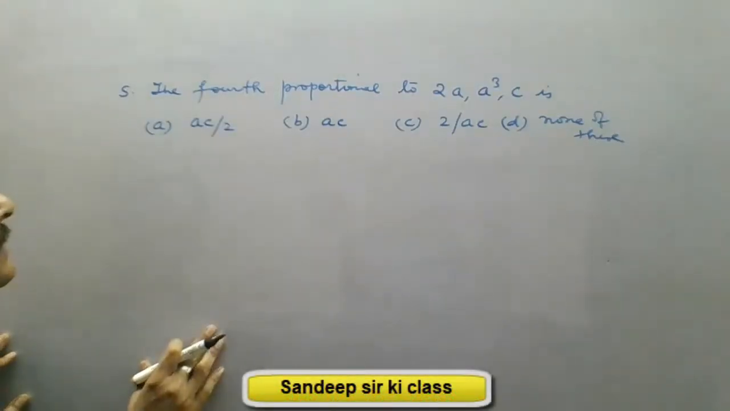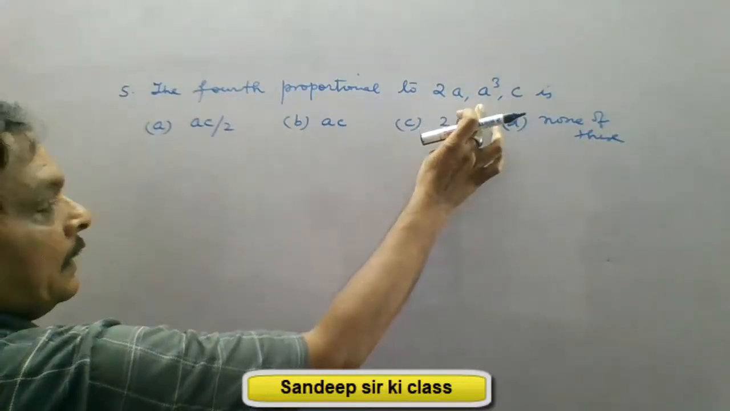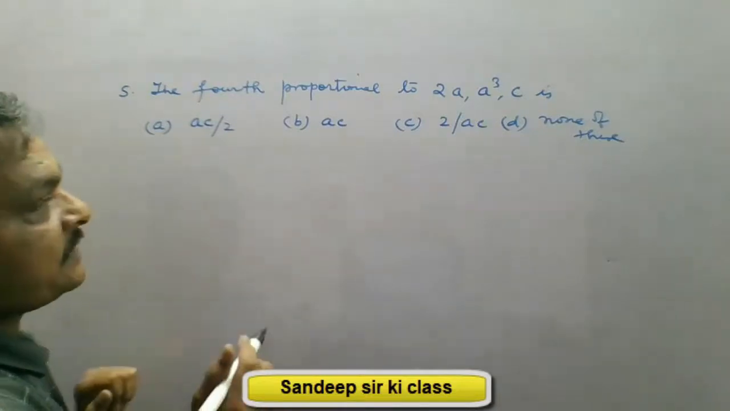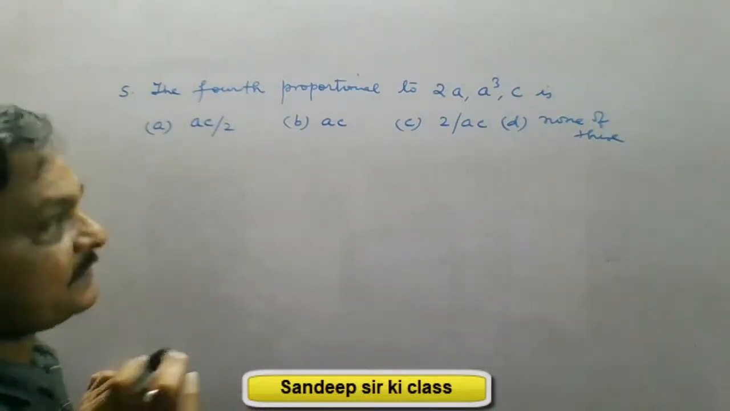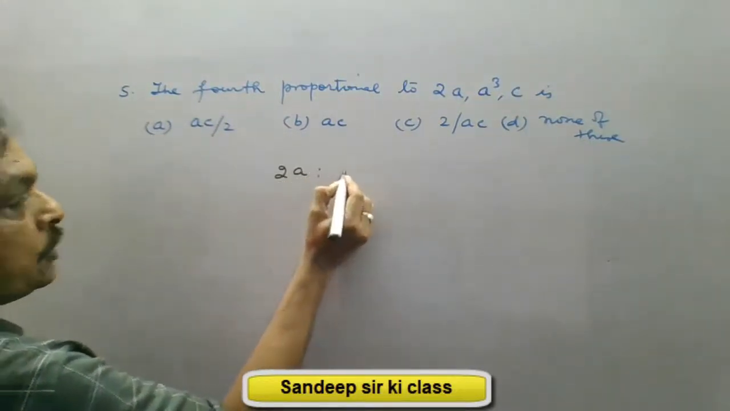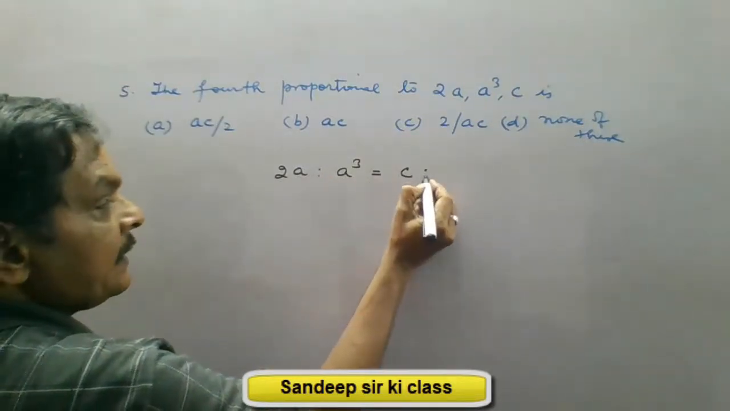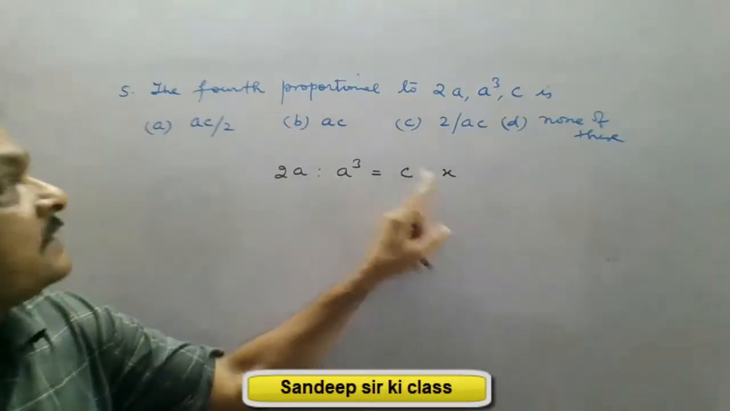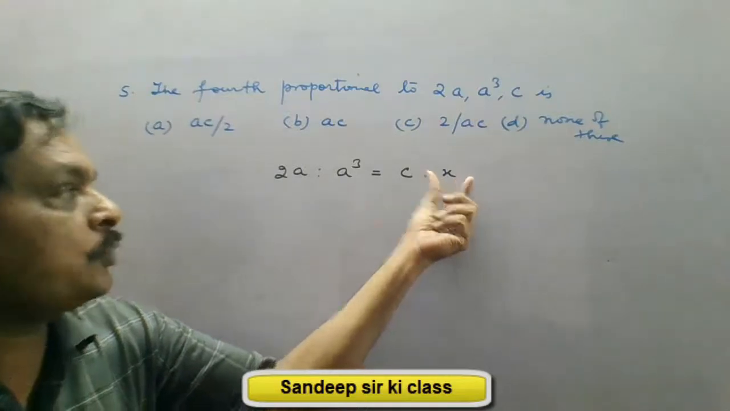Now we will see the next problem. Next question is the fourth proportional to 2a, a cube, c is, and these are the options given to us. Now we take that the fourth proportional is x. Therefore 2a ratio a cube should be equal to c ratio x. We have taken x as fourth proportional, so x is appearing at fourth place.